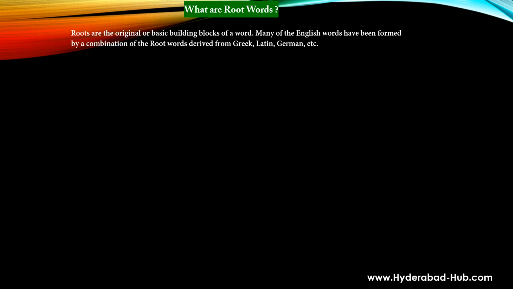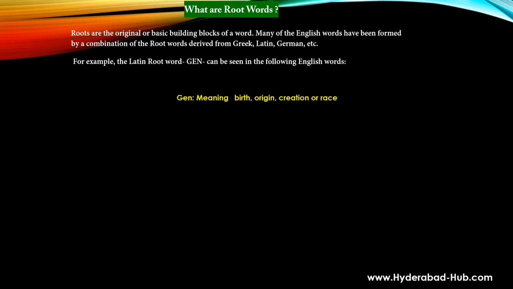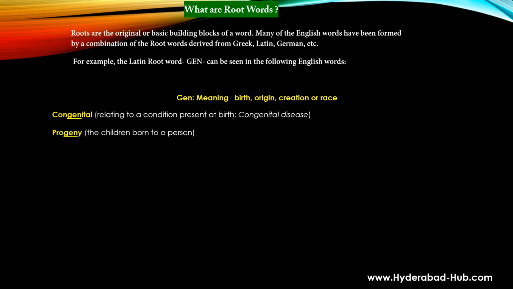Roots are the original or basic building blocks of a word. Many English words have been formed by a combination of root words derived from Greek, Latin, German, etc. For example, the Latin root word gen can be seen in the following English words. Gen. Meaning: birth, origin, creation or race. By learning the root word gen, you could easily learn all the following derivatives of this root.